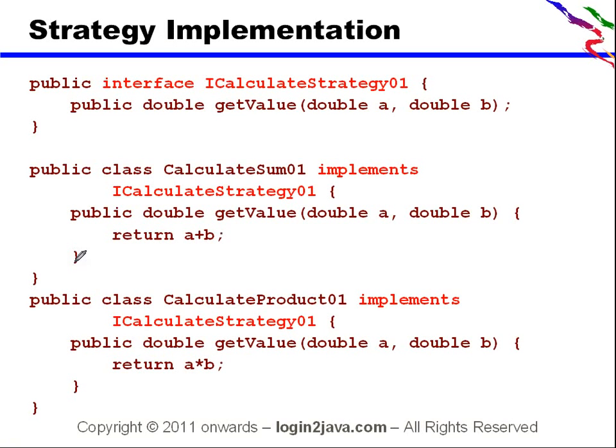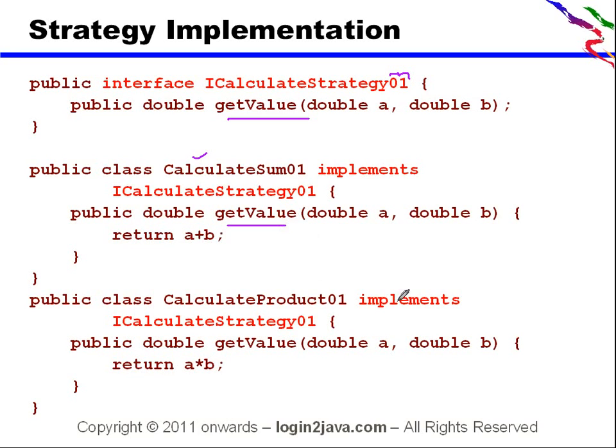The implementation will be similar to this, where we will be having an interface, ICalculateStrategy01. I have taken this 01 because I will be taking a few more examples, so this is our first example of strategy. Our strategy name is ICalculateStrategy01. And this is the first implementing class, CalculateSum01, that implements this interface, and where we have a getValue method implemented in the concrete strategy, where we are returning a plus b.